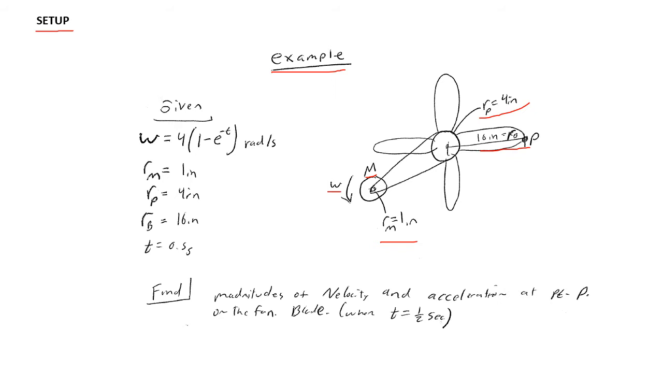There's my omega. So my omega is given to me in the problem statement as 4 times 1 minus e to the negative t in radians per second. My R sub M is 1 inch, my R sub P is 4 inches, and my R sub B is 16 inches, and they know that my time is 0.5 seconds. I'm looking for the magnitudes for velocity and acceleration at point P on the fan blade when my time is equal to a half second.